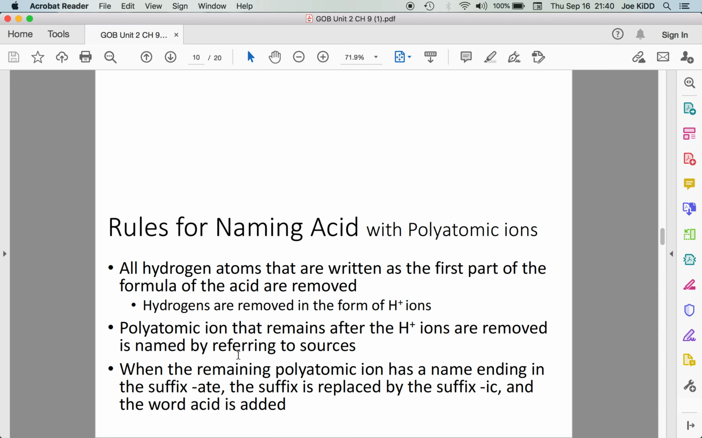When we have polyatomic ions, this is that ate-ic, ite-ous rule. Basically, if our polyatomic ion ends in ate, the acid will end in ic. If the polyatomic ion ends in ite, the acid would end in ous.